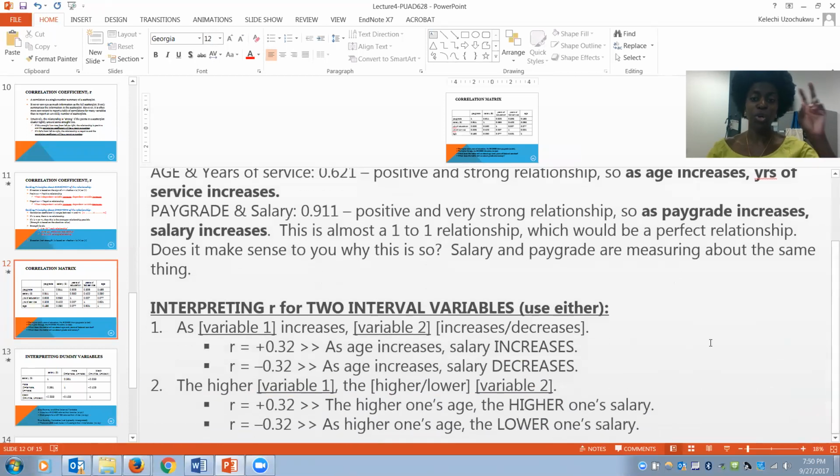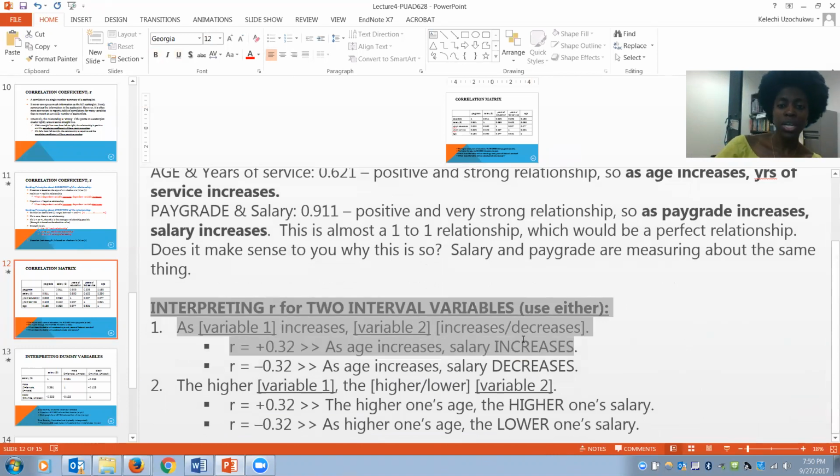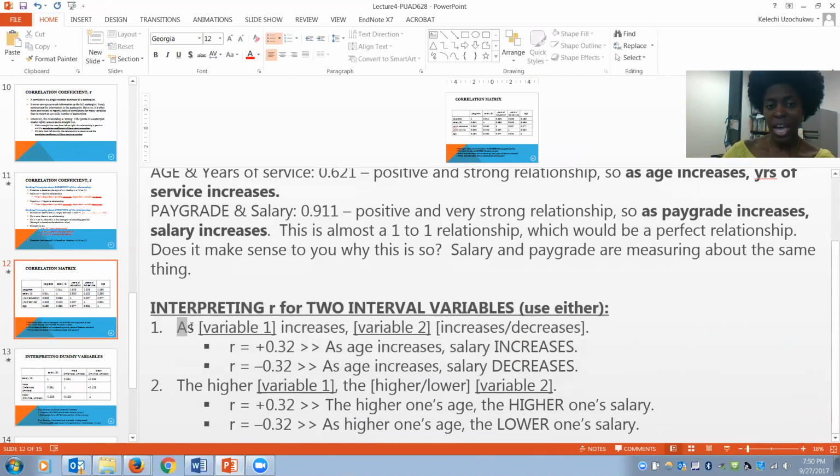So I've provided a word equation, if you will, under the notes here for how we interpret two interval variables. So we essentially say "as" and we say the variable. As if our R here for age and salary is 0.32. We don't see that in the table, but if that's what we see and it's positive 0.32, then we would just plug age into that equation.